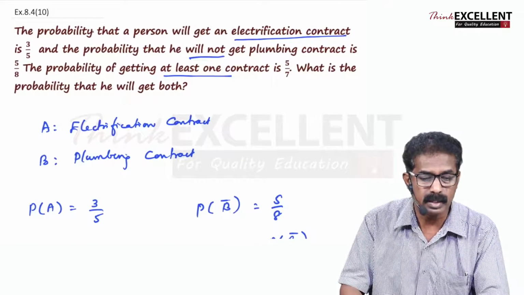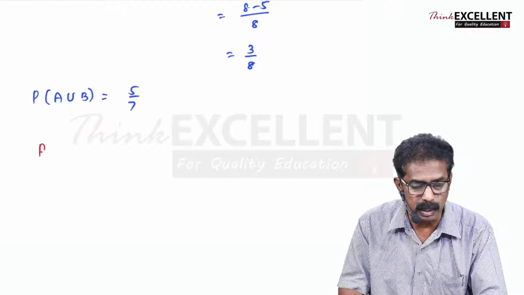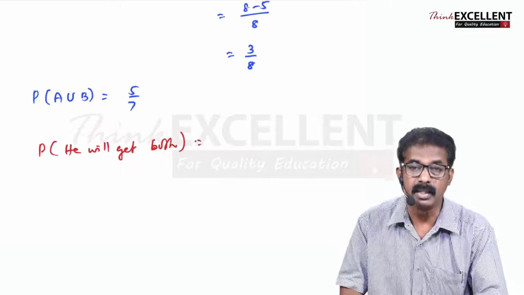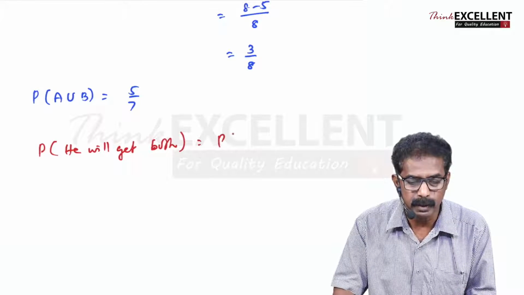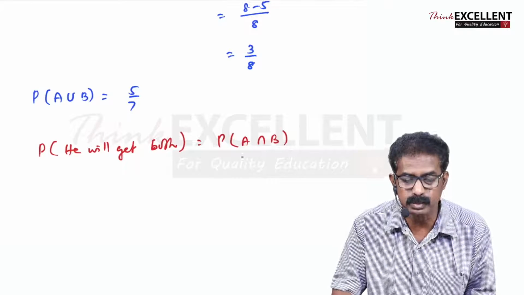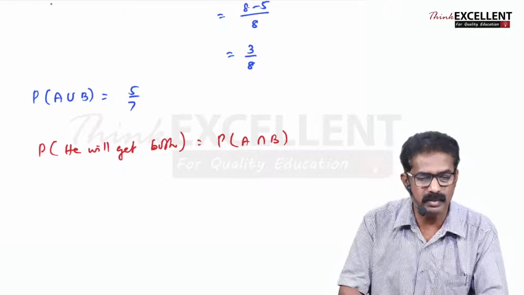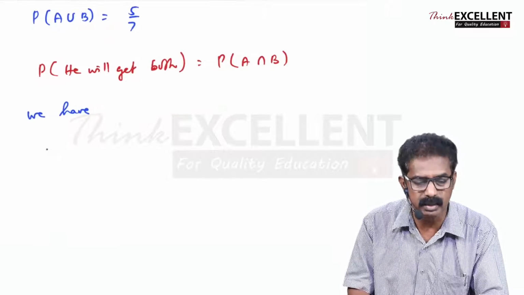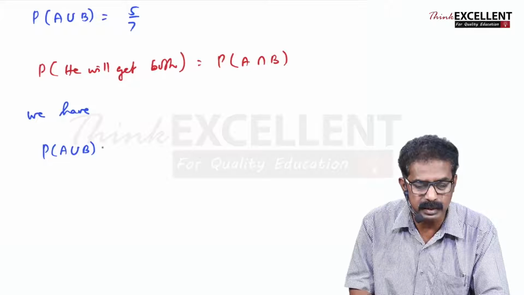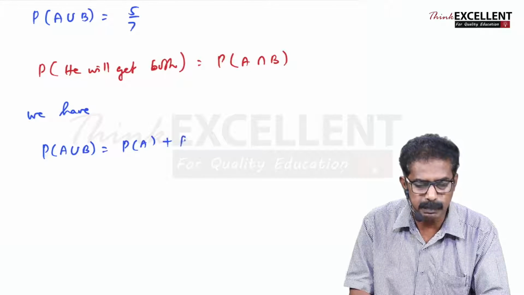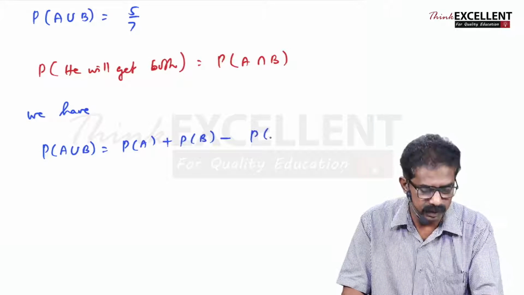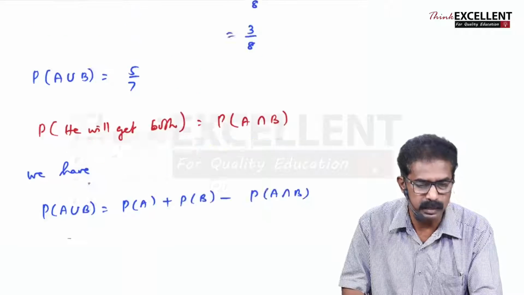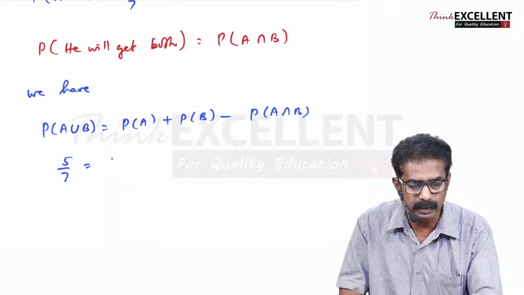See what they asked? What is the probability that he will get both? Both means A and B, right? So we have to find P of A intersection B. This is what they asked to find. So for that, we start with the formula we know. We have the addition theorem on probability, right? So P of A union B is equal to P of A plus P of B minus P of A intersection B. P of A union B is 5 by 7, equal to P of A, which is given as 3 by 5.